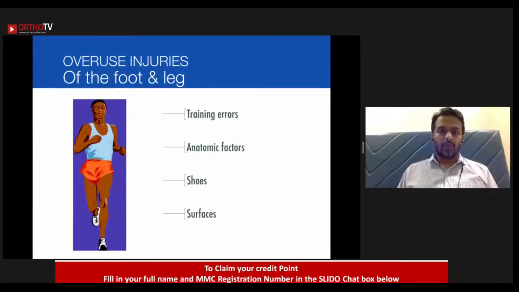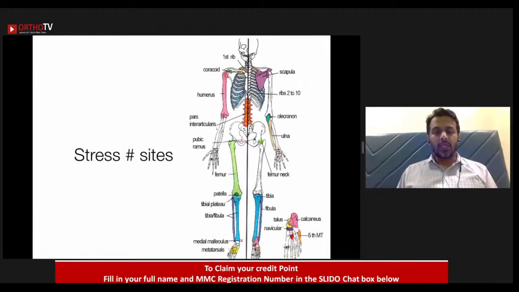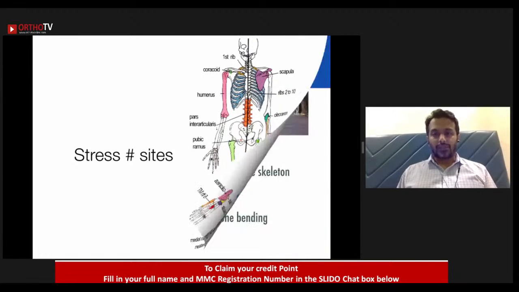So it's important. So coming back to your overuse injuries, it can happen due to training errors, anatomic factors, shoes and surfaces. And we know that every body part can be affected in stress fractures, especially in our lower limbs, the tibia or shin splints or medial periostitis, to any of our tarsal bones or metatarsal shafts can lead to stress fractures.